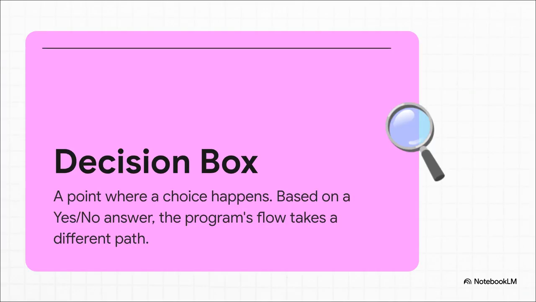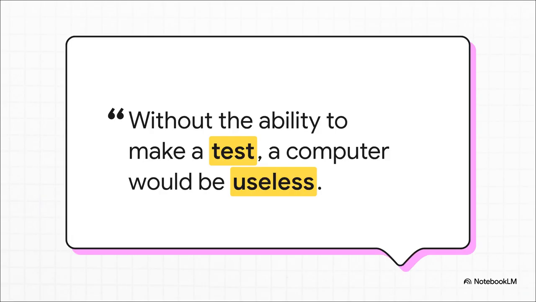That diamond, the decision box, it represents a fork in the road. The program gets to this point, it stops, and it asks a really important question. And based on a simple yes or no answer, the entire flow of that program can take a sharp turn. And this quote right here really nails it. It might sound a little dramatic, but it is 100% true. Without the ability to test something, to ask a question and get an answer, a computer would be totally useless. It's just a calculator that can't ever change its mind. That ability to choose is everything.